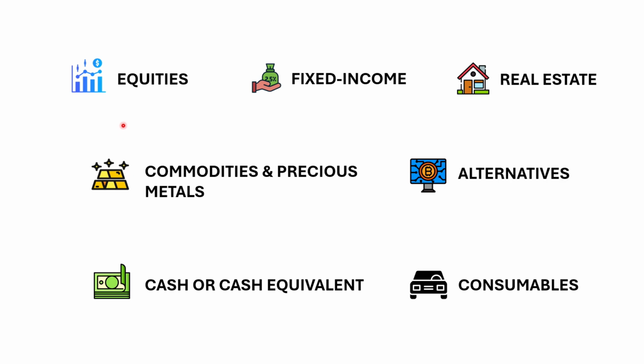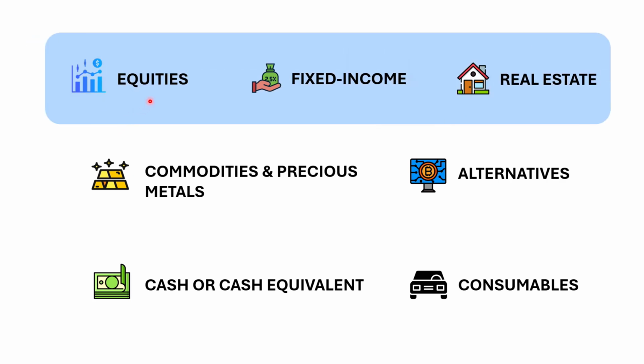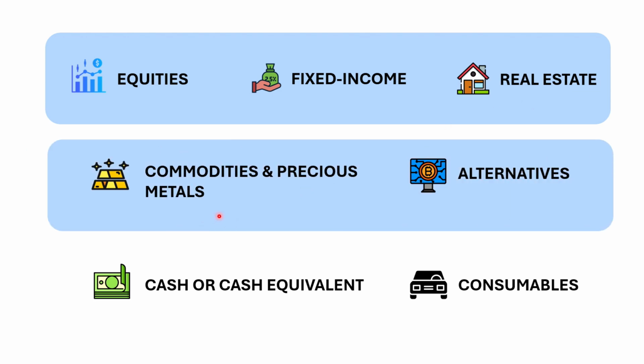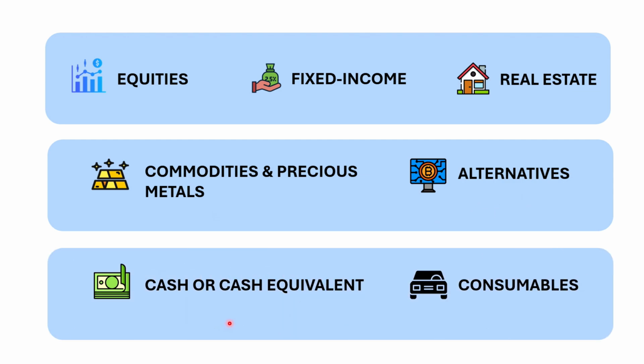You want to make sure that the assets you picked are contributing constantly by playing both defense and offense in growing your net worth. First, let me break down some examples of common assets. Equities, such as company stocks and benchmark index tracking ETFs. Fixed income, such as bonds. Real estate, including land, residential, and commercial properties. Commodities and precious metals, such as oil, wheat, gold, and silver. Alternatives, such as arts, collectibles, and Bitcoin. Cash and cash equivalents, such as money market funds or CDs. And consumable assets, such as cars.